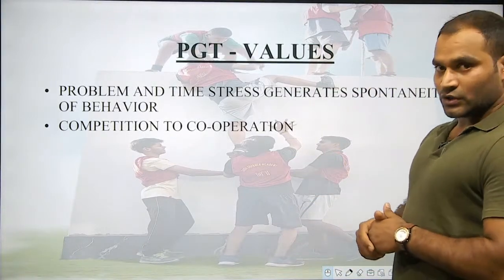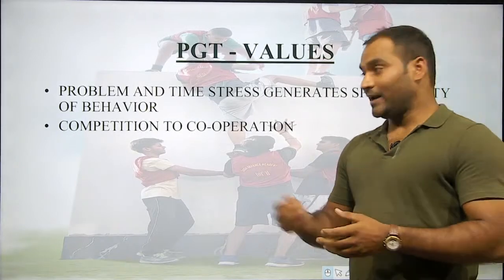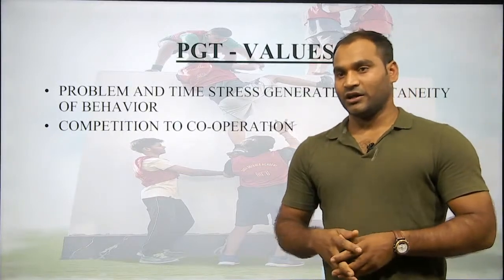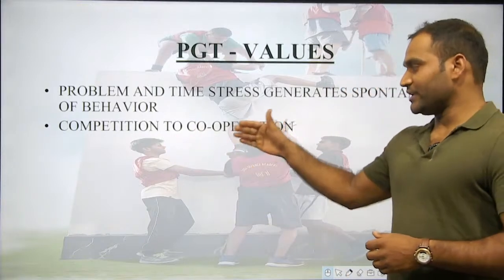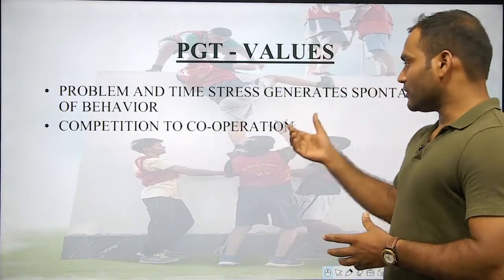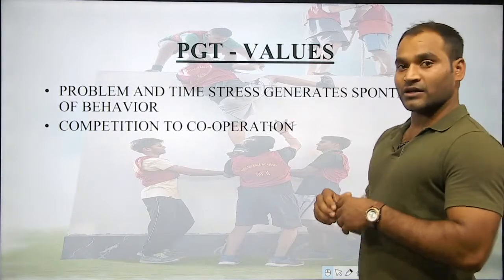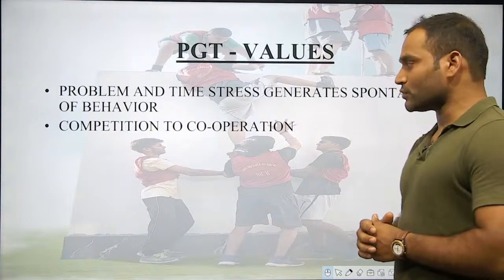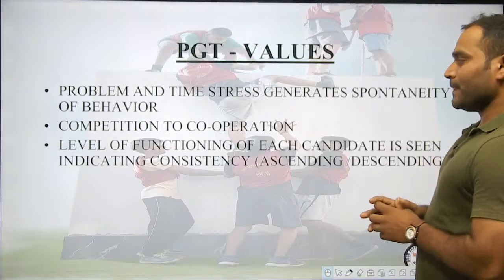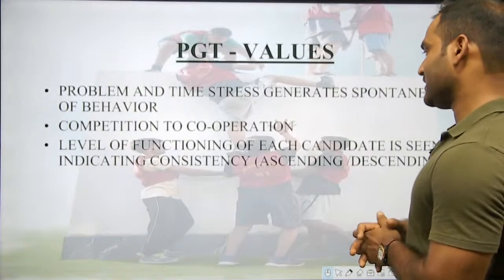Because earlier we saw there was a competition, right, among your RDRs in your military planning, but now you have to cooperate. If each individual is considered a different entity and they do not work as a team, the PGT cannot be dealt with. So willy-nilly all of them have to work together, so they can attempt the objective and reach the finish line. But what should be your role? Here you have to cooperate with each and every one. The next is the level of functioning of each candidate, which is seen, right, indicating consistency.